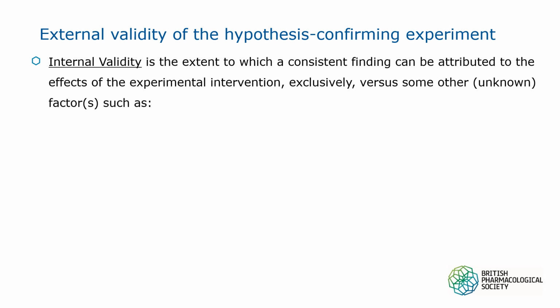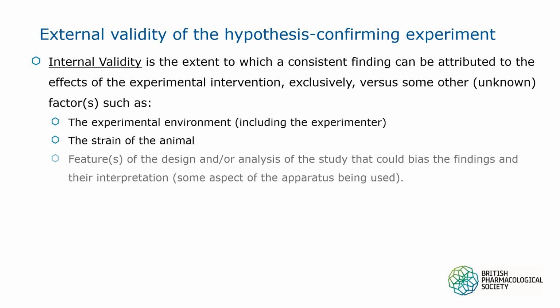The internal validity is the extent to which the results of a given study are explained by the response to the experimental intervention, rather than some other unknown factor or factors. Examples of unknown factors could include the experimental environment, the animal strain, flaws in the design of the study, for example, the sample size was wrong, or the conduct of the study. For example, the study was not randomized or blinded. Internal validity involves standardizing the conduct and conditions of the experiment as much as possible to reduce variability arising from these unknown factors.